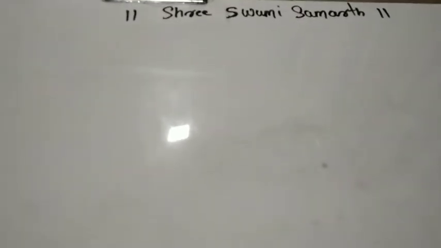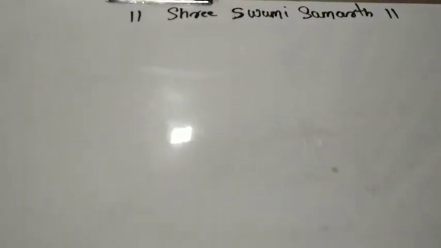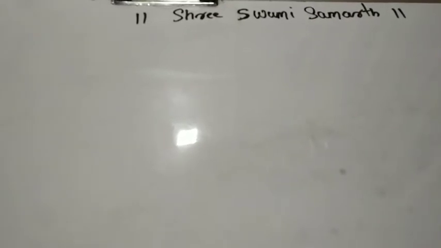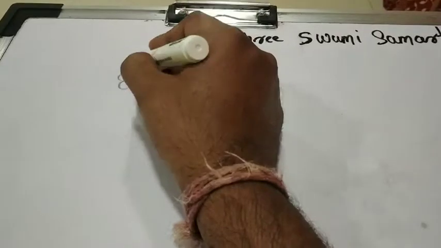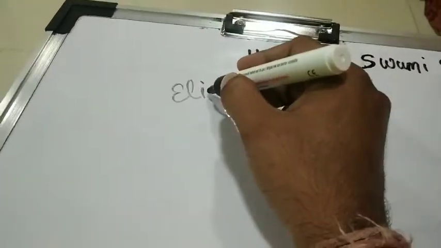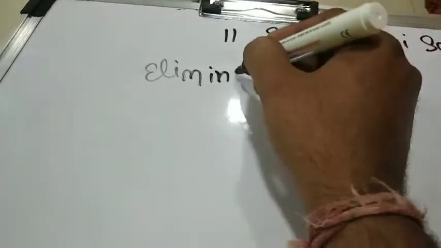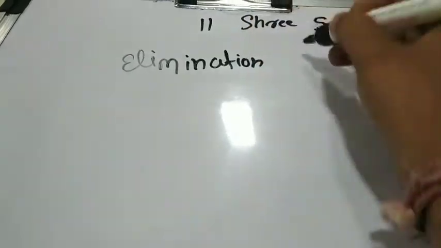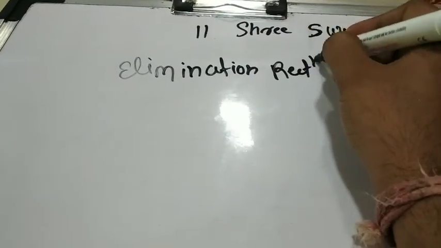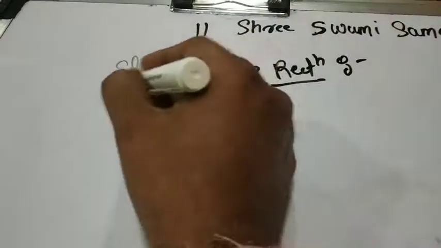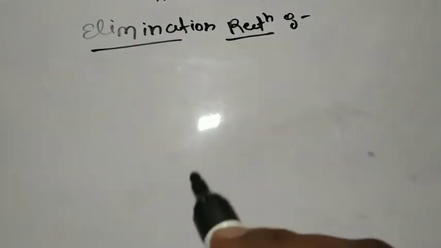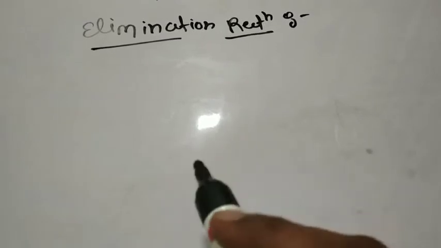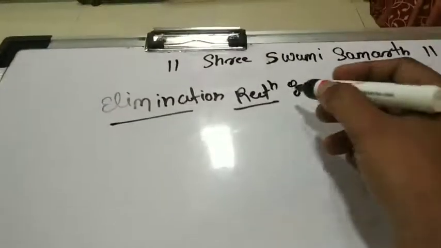In this video I'm going to talk about the elimination reaction and the addition reactions, right? So let's begin with the elimination reaction. What is elimination reaction? Elimination reaction is a type of reaction where an atom or a group is removed from the molecule, right?